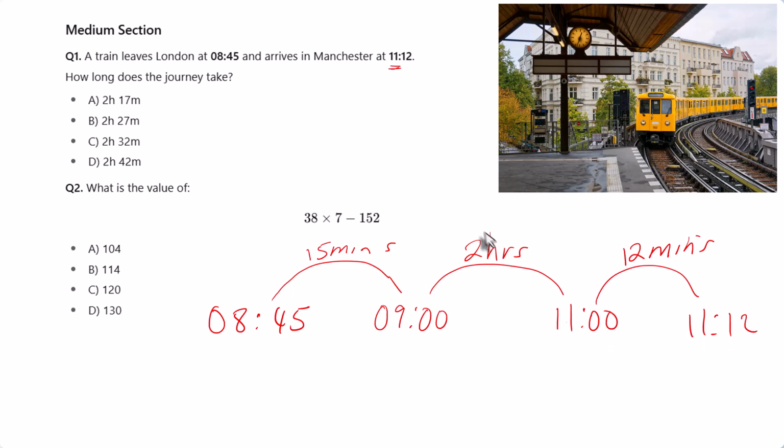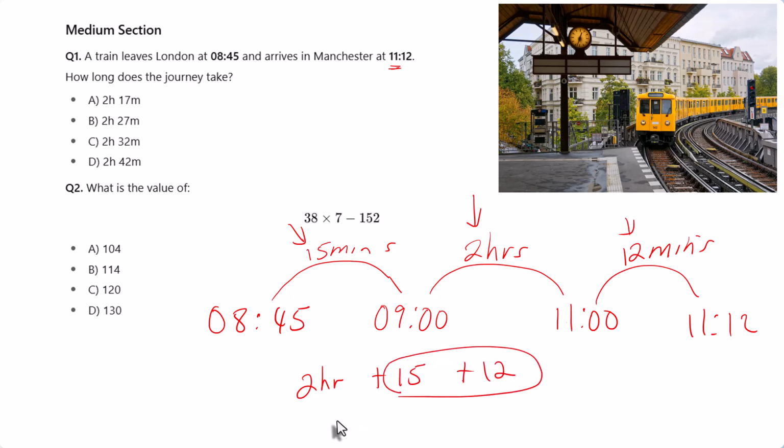Now, the whole time taken is going to be these 2 hours plus the 15 minutes plus the 12 minutes. So you have 2 hours, and you add 15 minutes, and you add 12 minutes. These two are minutes. When you add them together, the answer is 27. So it's 2 hours and 27 minutes, which is B. Okay, so that's it.